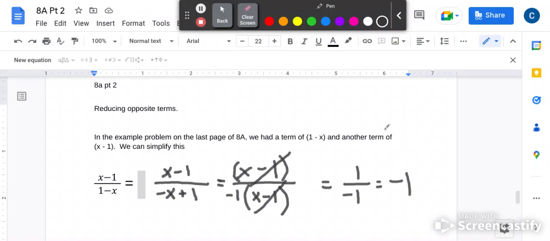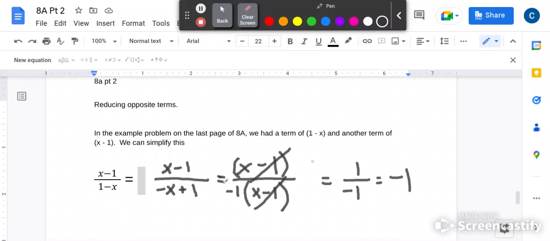So, long story short, on the last problem from the video of 8A, we had an x minus 1 and a 1 minus x, and they were over each other. I don't remember if it was like this or flipped. But whenever we have parentheses like that, where we have x minus 1 and the opposite, 1 minus x, that really could cancel out and just become a negative 1.